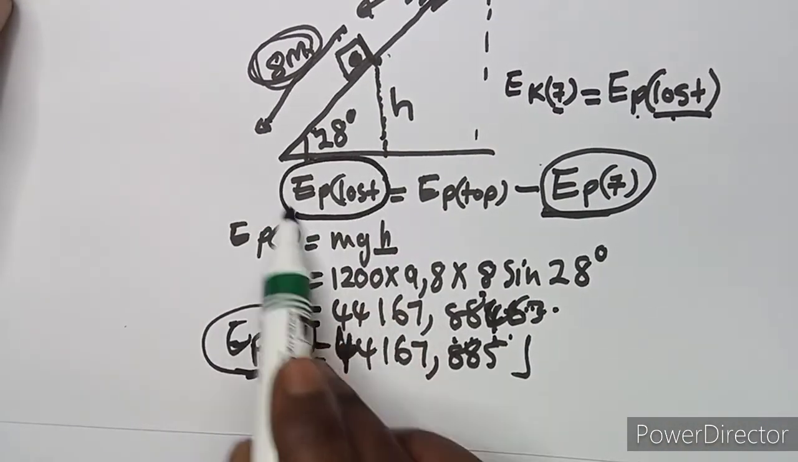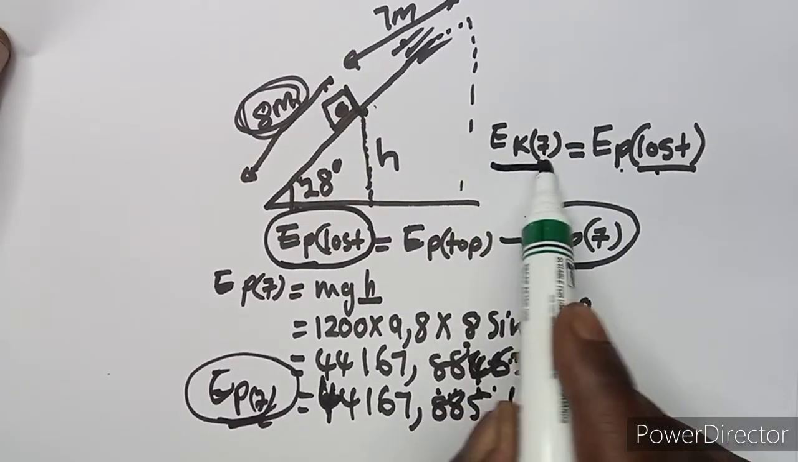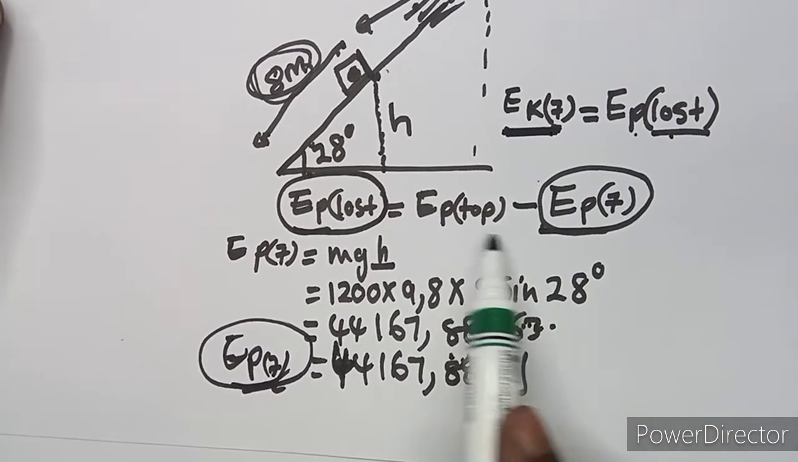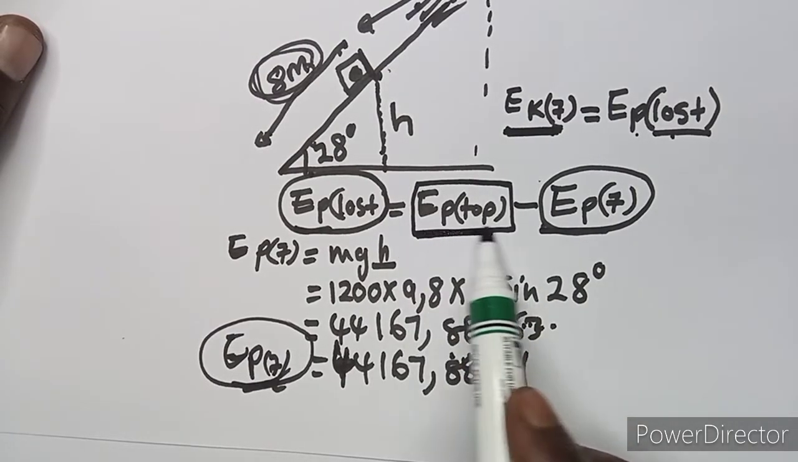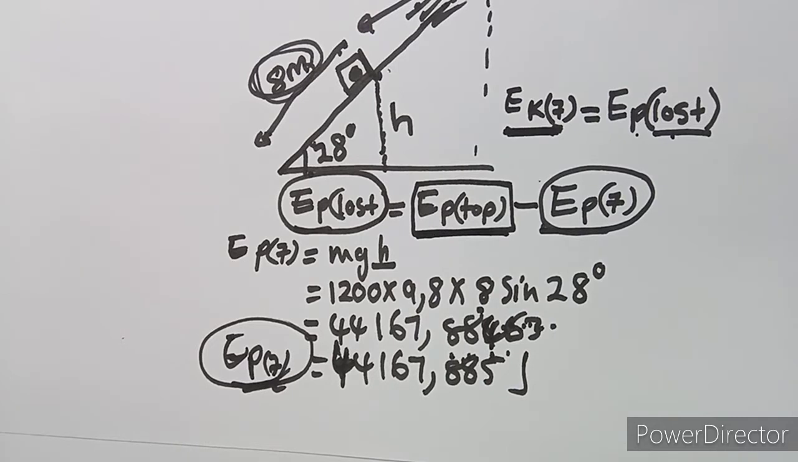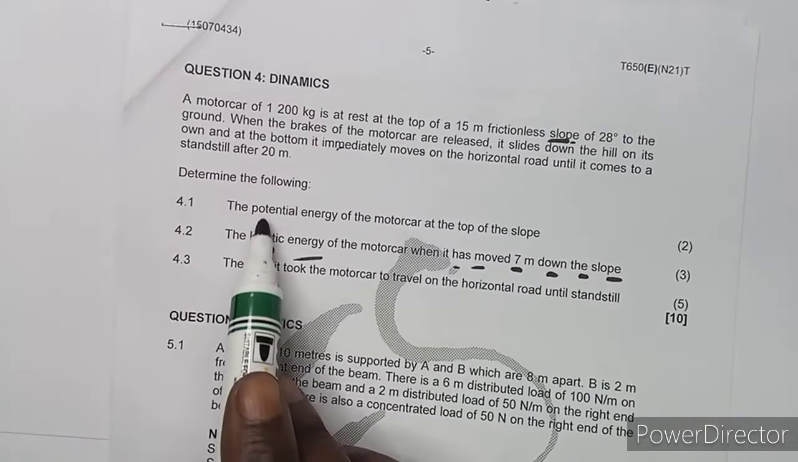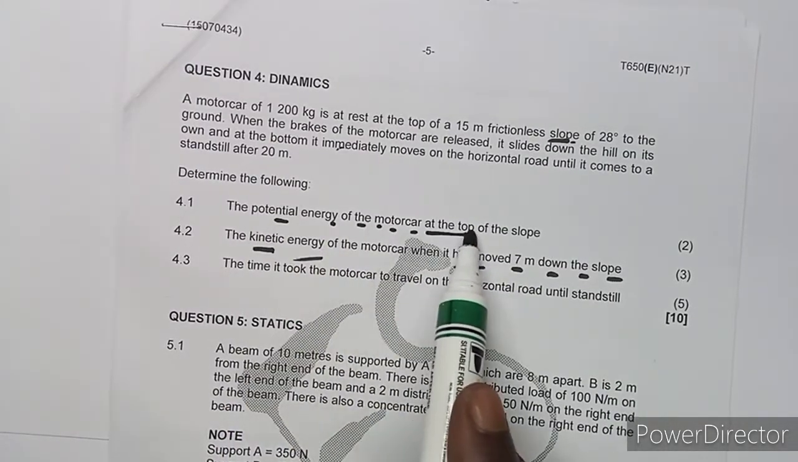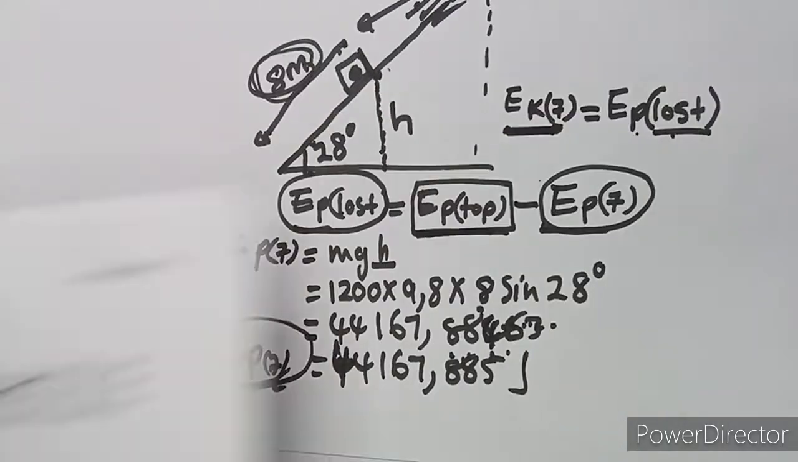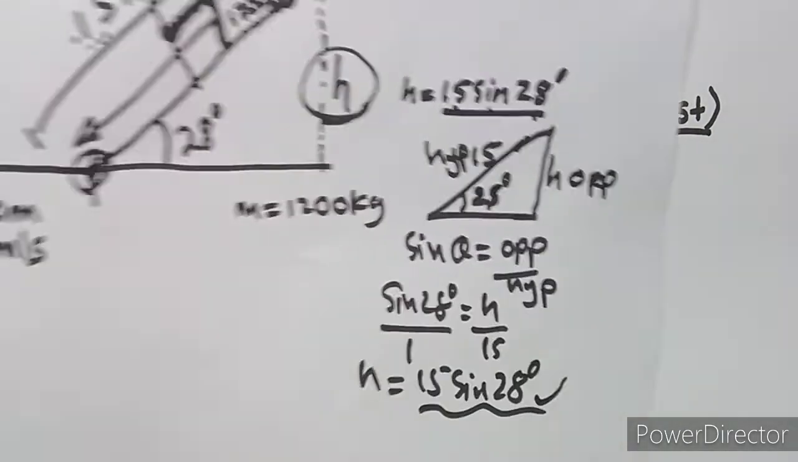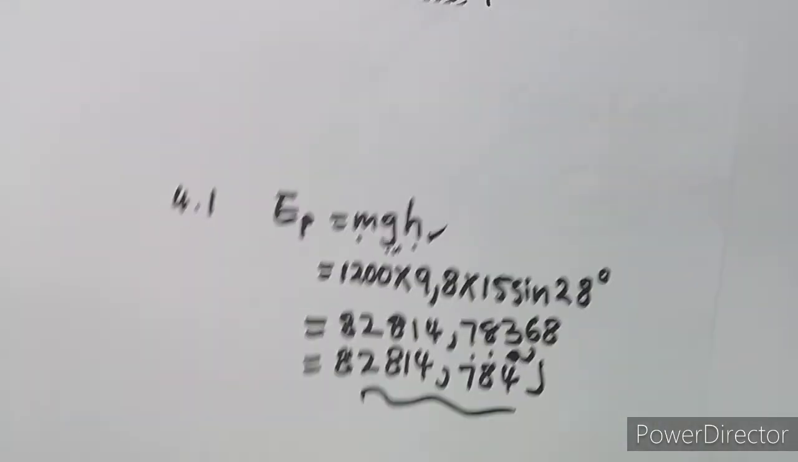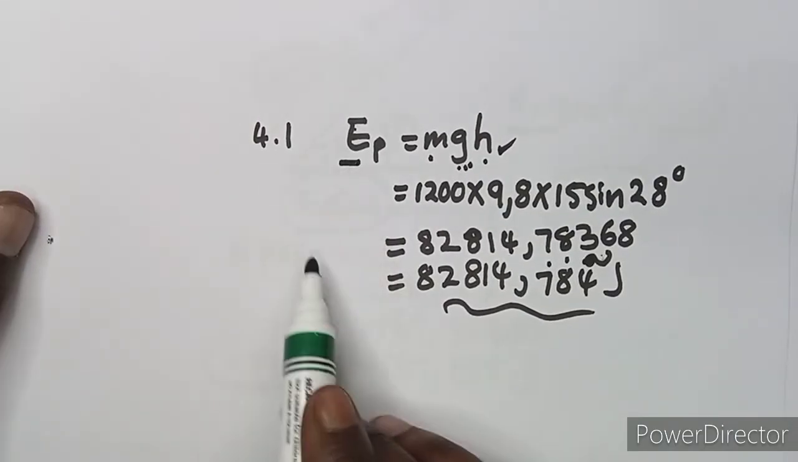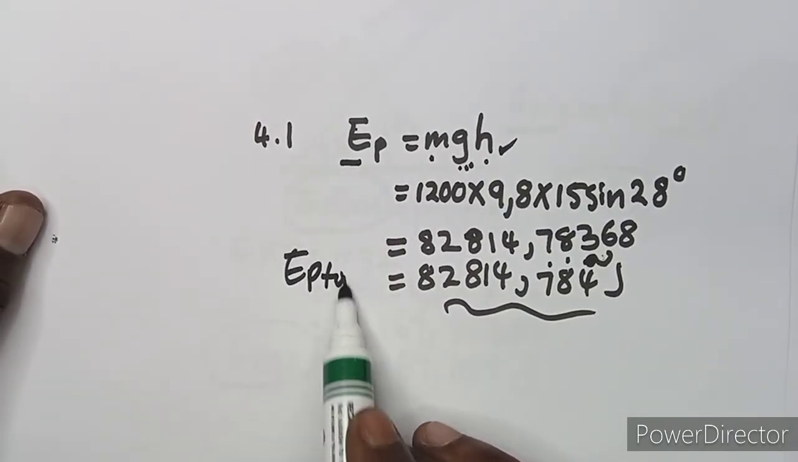So the one that is lost, which is equivalent to the kinetic energy, is the difference between the one that we had before. This one at top is the one that we calculated. The first potential energy is the one that we calculated. Remember, we were asked on the first equation the potential energy of the motor car at the top of the slope. So this is the one that we calculated. Okay, this is the one, the potential energy. So this is actually EP top.